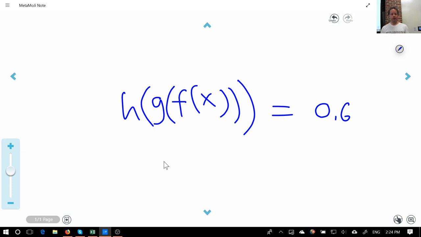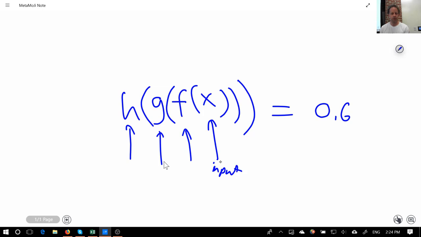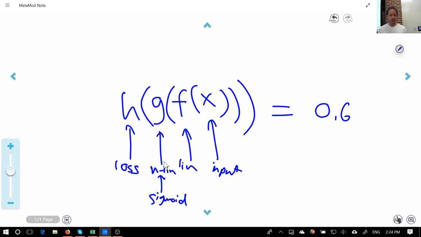So this is going to have no hidden layers. This has got a linear layer, a nonlinear activation being a softmax, and a loss function being a root mean squared error or a cross entropy, right? And then we've got our input data. Input, linear, nonlinear, loss. So for example, if this was sigmoid or softmax, and this was cross entropy, then that would be logistic regression.